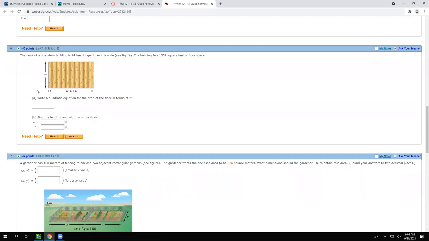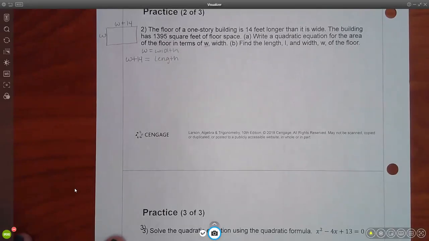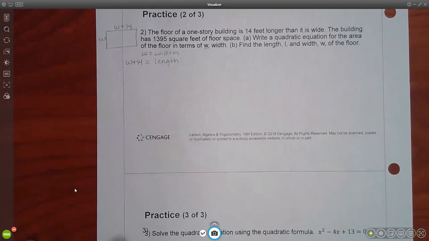Now in the homework, you're not as bad off because they label it for you, don't they? But that might not be the case. So just make sure that if they don't give you the image, that you do create one yourself.